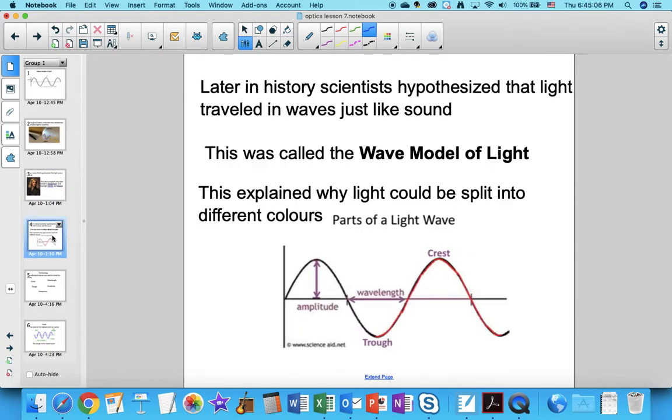And so scientists also hypothesized that light could travel in waves, like sound. And this was called the wave model of light. This explained why light could be split into different colors. So when we look at this, we see that this wave is how light travels. And this is what light is. This explained how light could be shown in different colors.